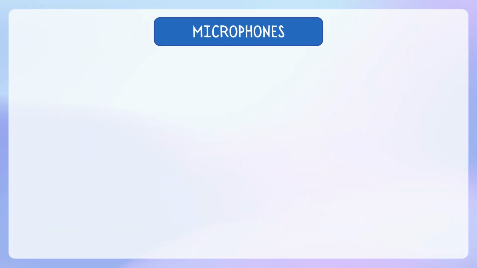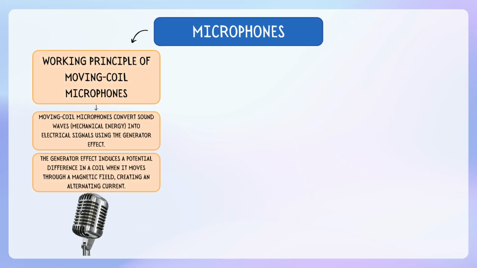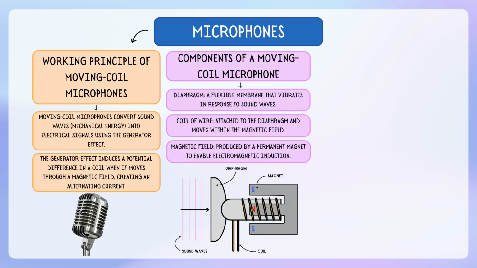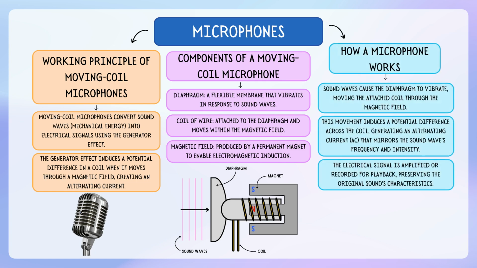In today's lesson, we delved into the working principle of moving coil microphones and how they use the generator effect to convert sound waves into electrical signals. We learned that sound waves are pressure variations that cause a diaphragm in the microphone to vibrate. This diaphragm is attached to a coil of wire positioned within a magnetic field. As the diaphragm vibrates, it moves the coil back and forth within the magnetic field, inducing a potential difference and creating an alternating current in the coil.